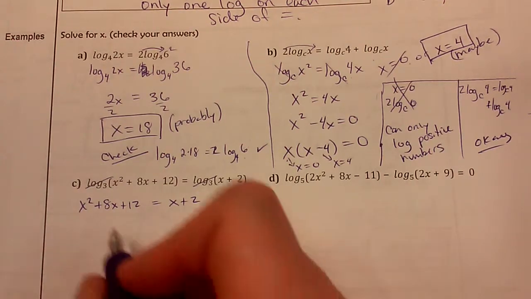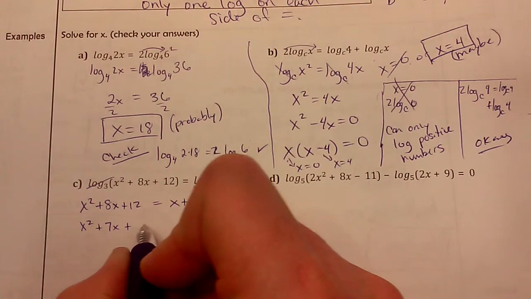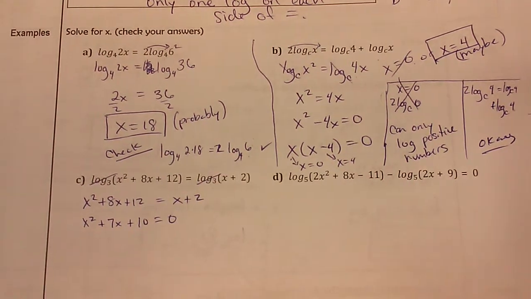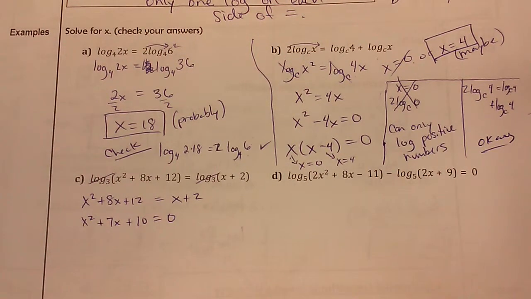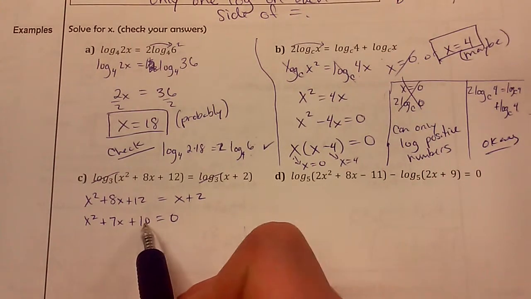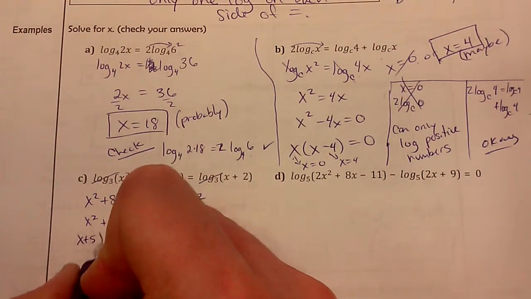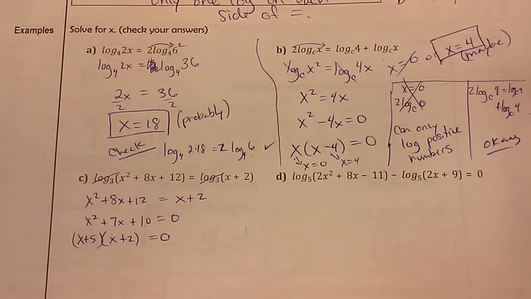Let's go ahead and set this equal to 0. So I get x squared plus 7x plus 10 equals 0. They are going to be factorable in my experience in the book, so that's nice if you're comfortable with factoring. They're not going to make you use the quadratic formula for these. So I want things that multiply to positive 10 and add to positive 7. So that would be x plus 5 and x plus 2 equals 0.